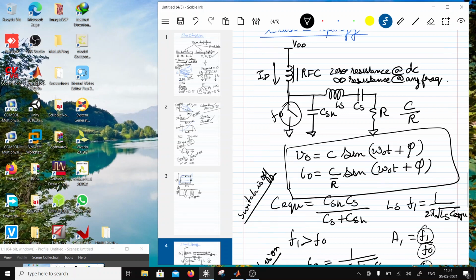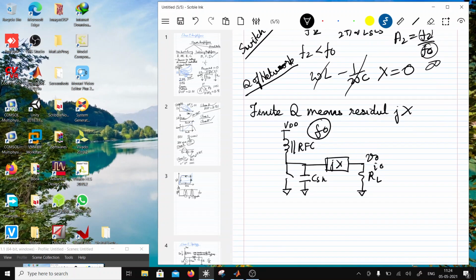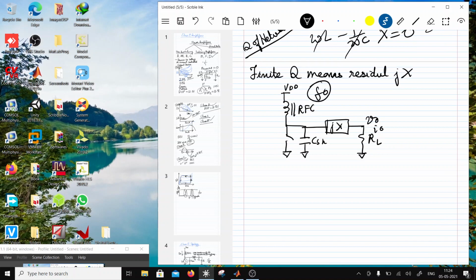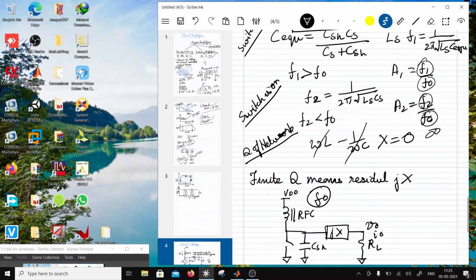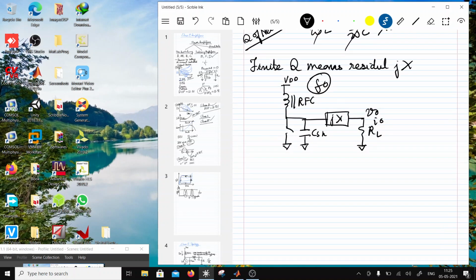Now this is also assuming that there is a finite Q, right? Otherwise the equations will not be able to find out what is LS and what is CS. So it's an idealized class E, but then the modeling is with a finite Q. Later on we will see how to put a Q into the equation so as to get a design at any Q.